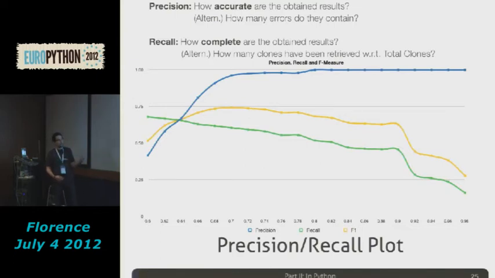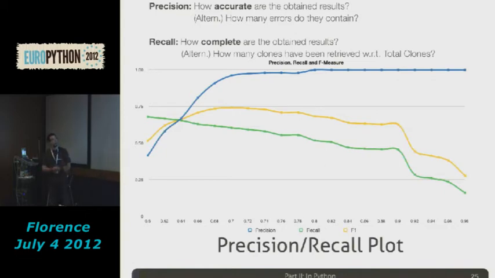So, as you may imagine, if you have high precision, so you are accurate enough, you have a low recall, because you return few results. High precision means that you are accurate in your results.